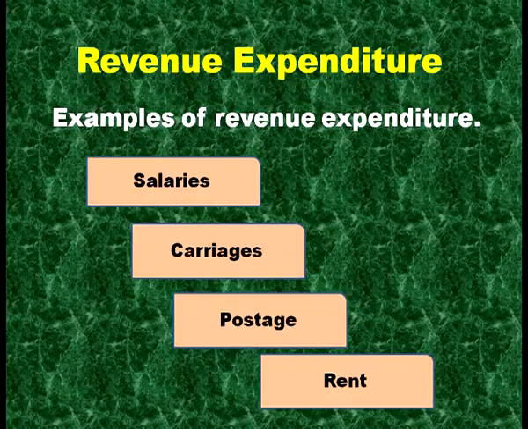And if you see the examples of revenue expenditure, they are all day-to-day expenses like salaries, carriage, which means transportation expenses, postage, rent, etc.